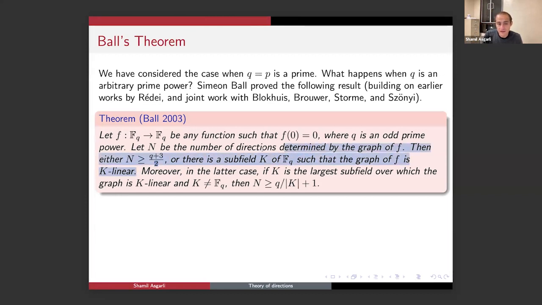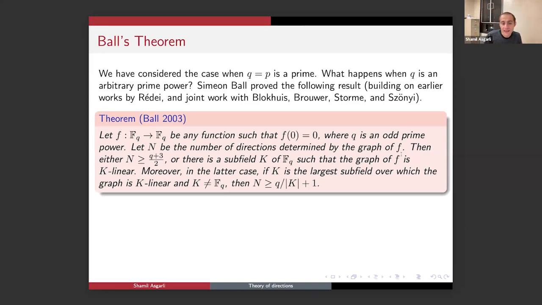So basically, this part of the theorem shows that either the number of directions is at least as big as (q+3)/2, which is what you predicted from the Rédei-Megyesi theorem, or there's a reason coming from a subfield obstruction that limits the number of directions, and that's because the graph is k-linear. It's not necessarily F_q-linear, because if the graph was F_q-linear, then it would only determine one direction. But it's possible that the graph is linear over some smaller field.